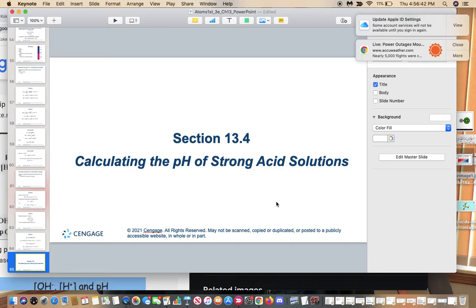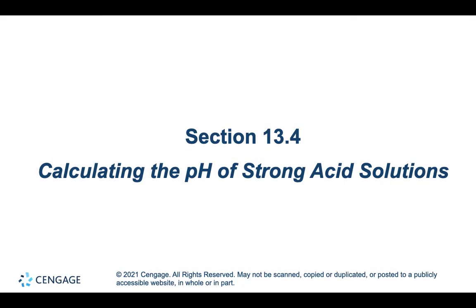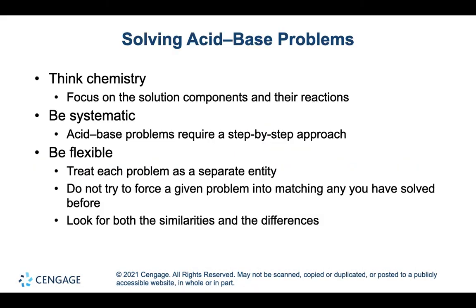So section 13.4, we're going to find some pHs of some strong acid solutions. When you're solving acid-base problems and they ask you to solve for a pH or solve for an H plus ion concentration, you want to think about the chemistry going on. Focus on what is in the solution. Did you put an acid in the solution? Did you put a base in the solution? If you did, what is the Ka of that acid? What is the Kb of that base?